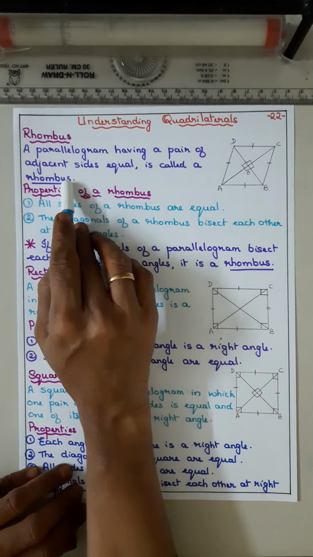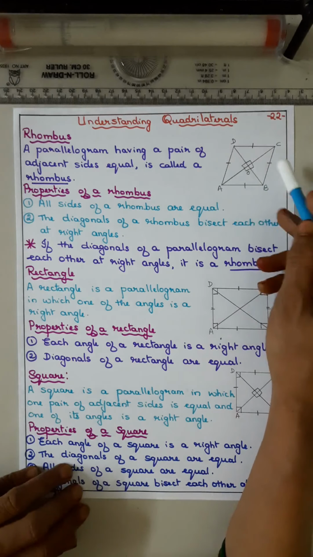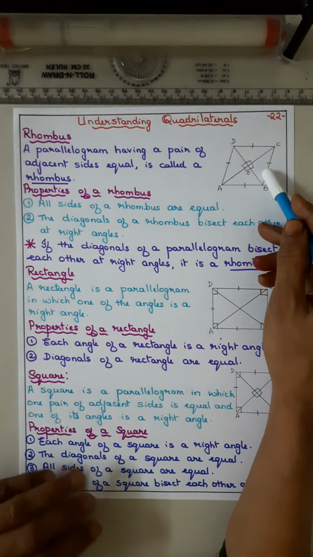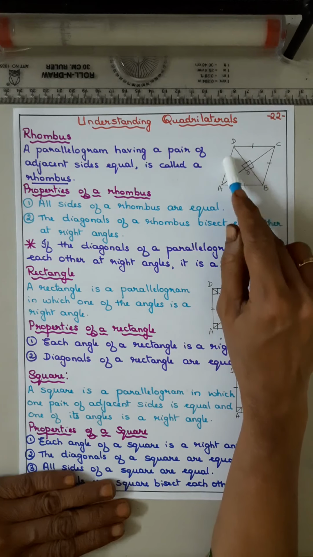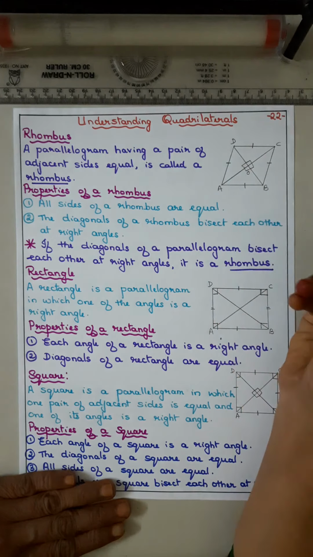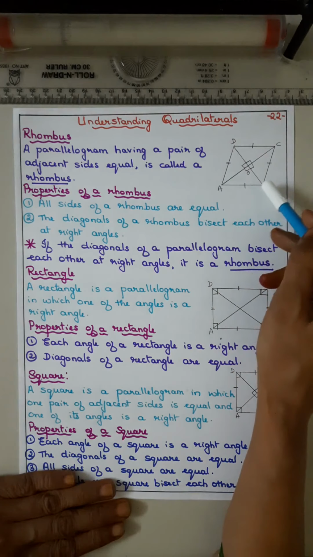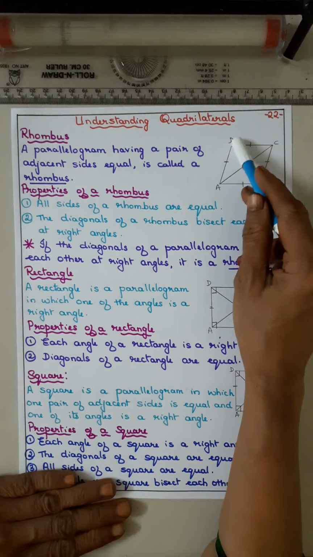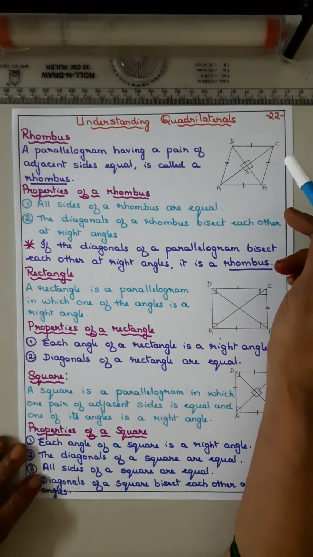So parallelogram means what? Opposite sides are parallel. Both the opposite pairs of sides are parallel. So it is a parallelogram and the adjacent sides are equal. Adjacent sides are equal means all sides are equal. Yes or no? AB is equal to BC, BC is equal to CD, CD is equal to DA. Means what? All the sides are equal.